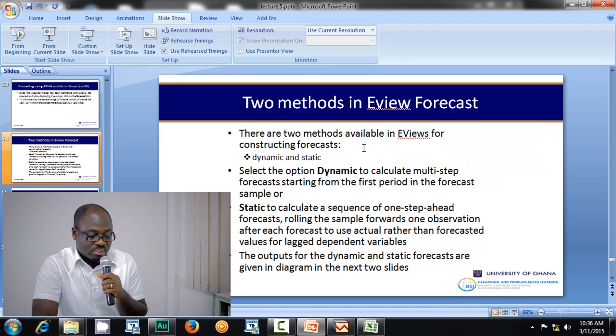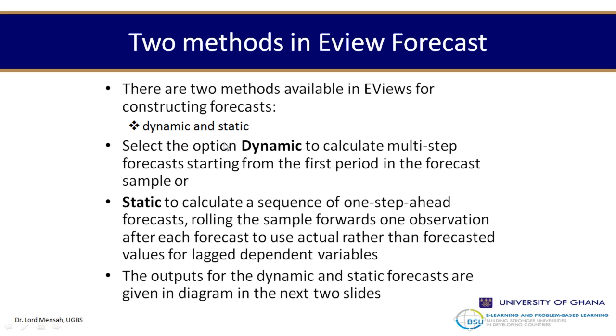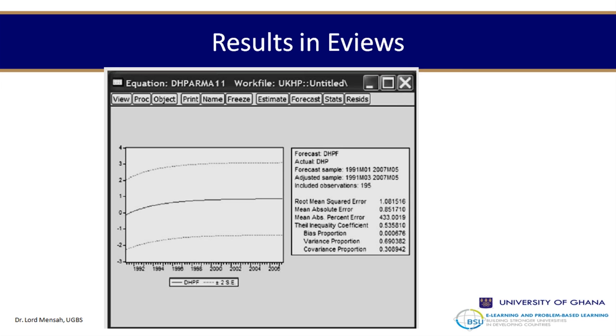There are two methods available in eViews: the dynamic and static forecast. Select the dynamic option to calculate the multi-step forecast from the first period in the forecast sample, and the static option to calculate the sequence of one-step forecasts using a rolling window. So you roll forward step by step. The output for the dynamic and static forecasts is given in the diagram on the next slide. This is the dynamic forecast depiction.